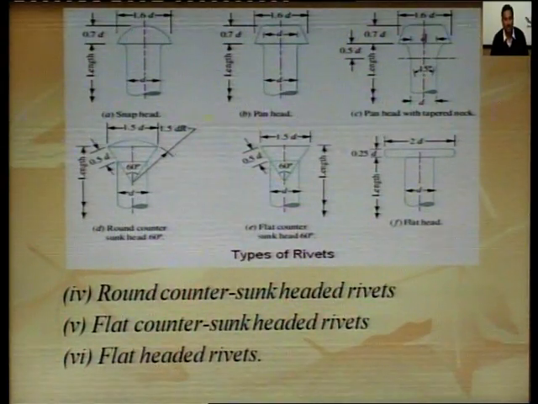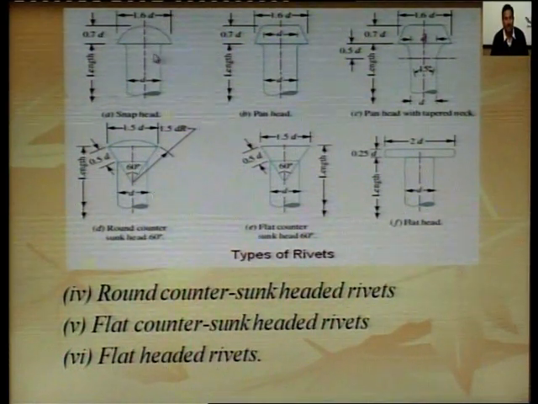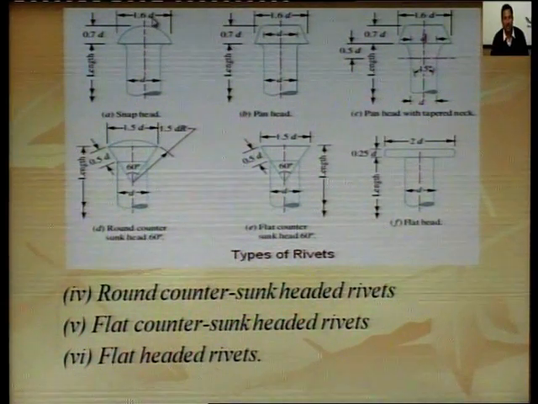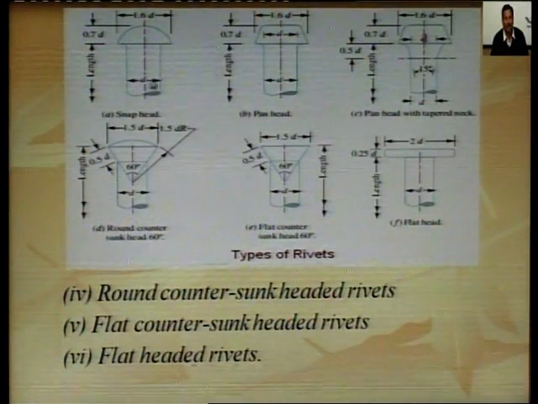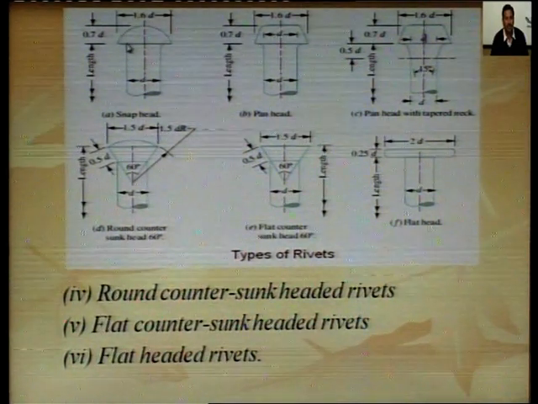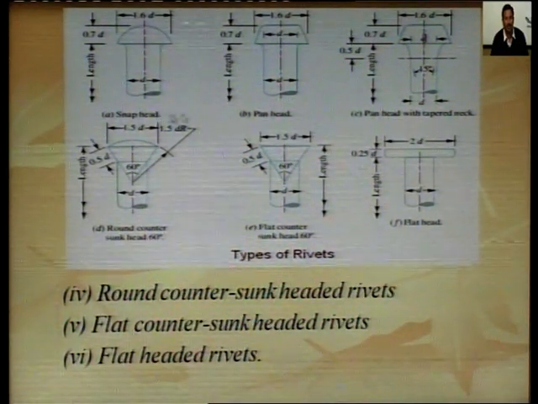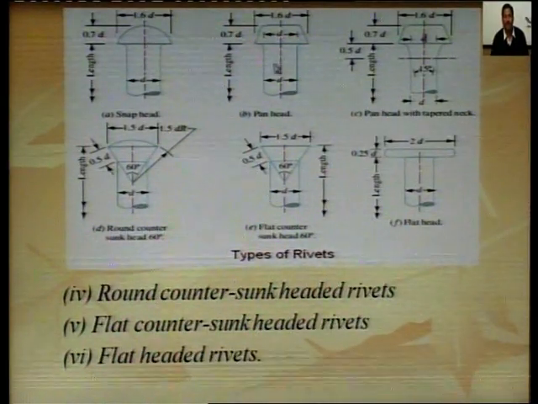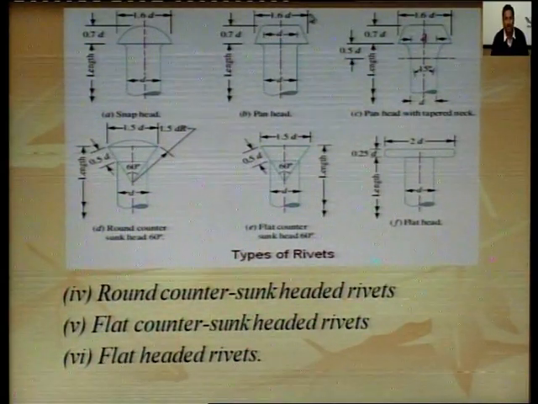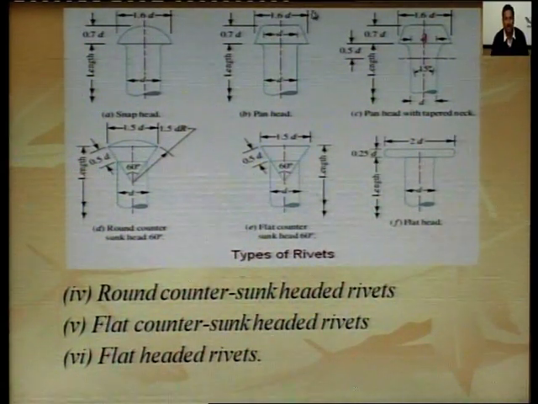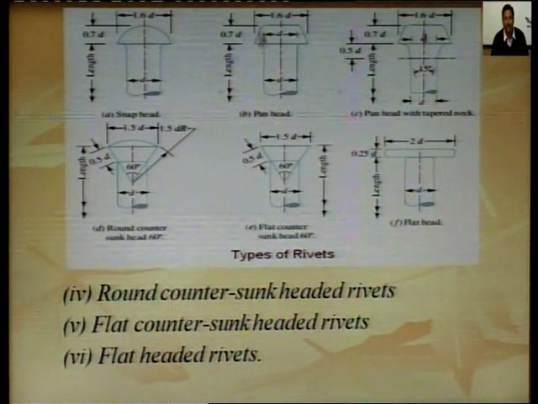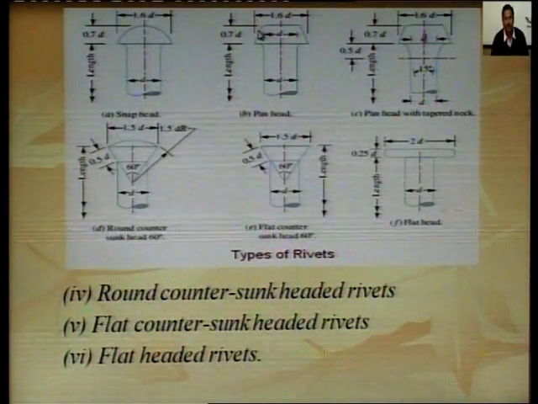So, this is the diagram for the snap headed rivet. In this, the diameter of the rivet head is 1.6d, where d is the nominal diameter of the rivet, and the height of this portion is 0.7d. This is the snap headed rivet. Pan headed rivet: the top of the rivet head is flat and the diameter of the rivet head is 1.6d, where d is the nominal diameter of the rivet. Again, the height of the rivet head is 0.7d.